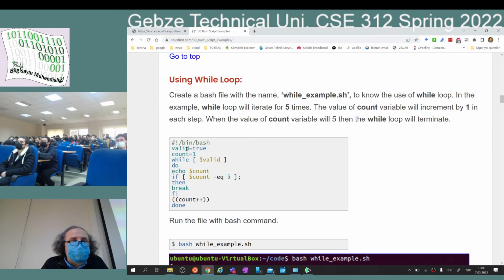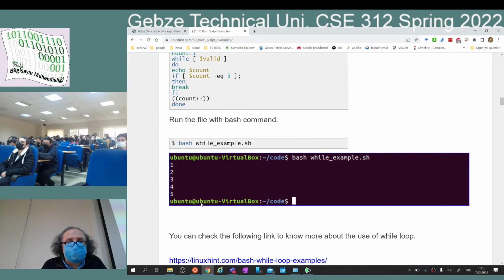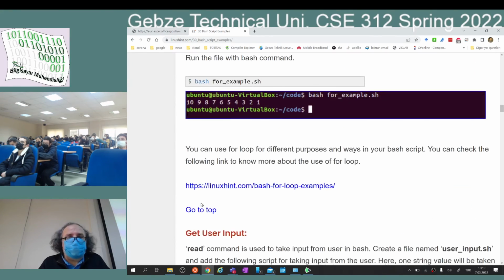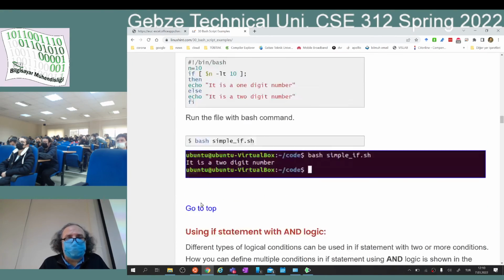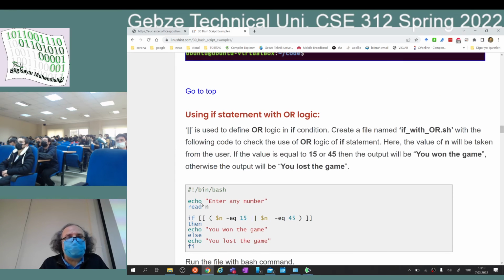Okay. While true, count is 1. So this is true. Echo the number on the screen. If count is equal to 5, then break this loop. Otherwise, increment the count. So this one is going to print from 1 to 5, right? So immediately you understand what is going on. What else? Let's see some more complicated examples.